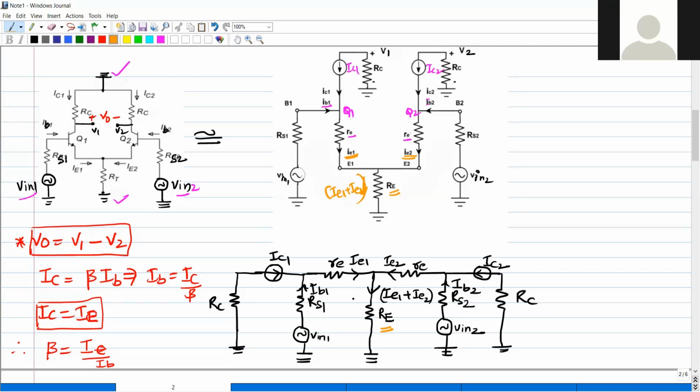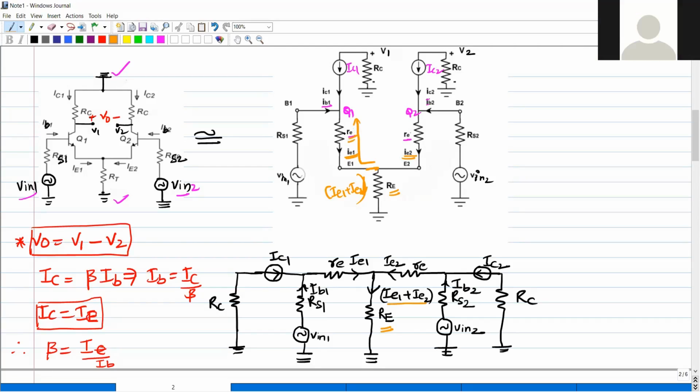Yes, sir. See here, this is my RE. The current flowing through this one is IE1 plus IE2. Right? Up to this point, I have completed. Next, I am going towards this side. So, from the right side, what is the resistance here?